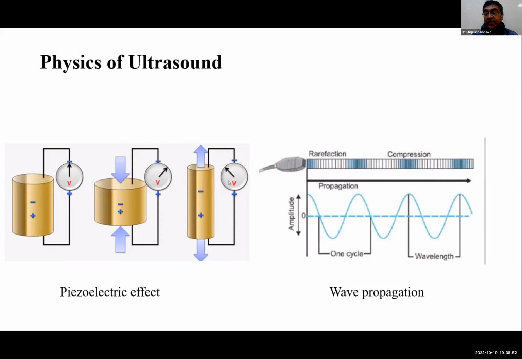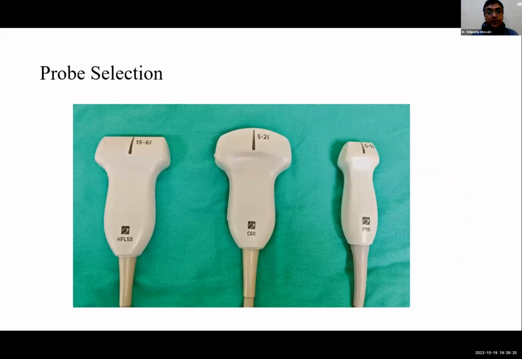But the problem is they are not good in resolution. So that is the trade-off that you get. If you have good penetration with low frequency probes, you have poor resolution. But higher frequency probes are good for superficial structures and they have a good resolution. So this is the point that you have to remember when you select your probe for examination: superficial structures, high frequency probe; deeper structures, low frequency probe. That's what you need to remember.